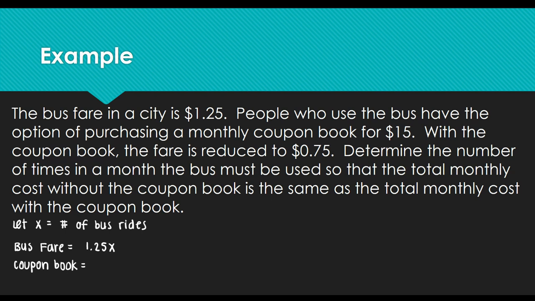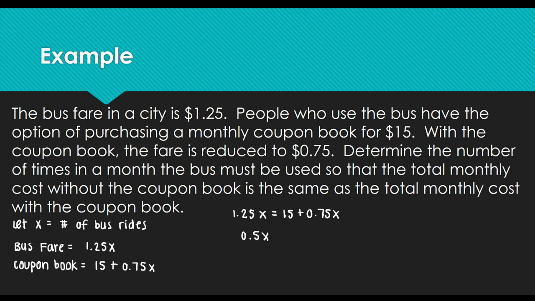If I'm talking about buying a monthly coupon book, then you're paying $15 no matter what, and then each ride is just 75 cents. So that's the rate that needs to be with X. So I'm going to set both of those equal to each other. And then we're going to start solving for X. So I'm going to subtract that 0.75X over to the other side.